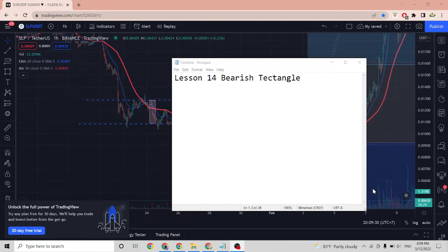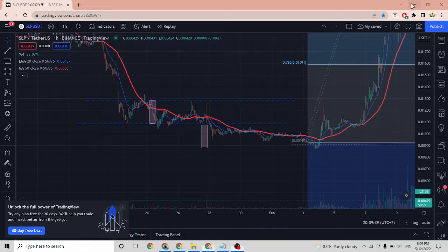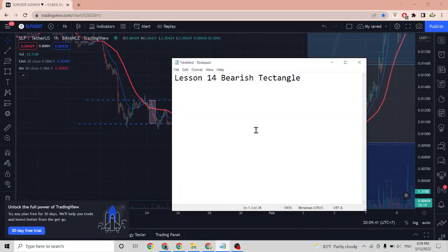Hello guys, today we are going to study lesson 14, which is about bearish rectangle. So this lesson is important, so I will show you step by step.